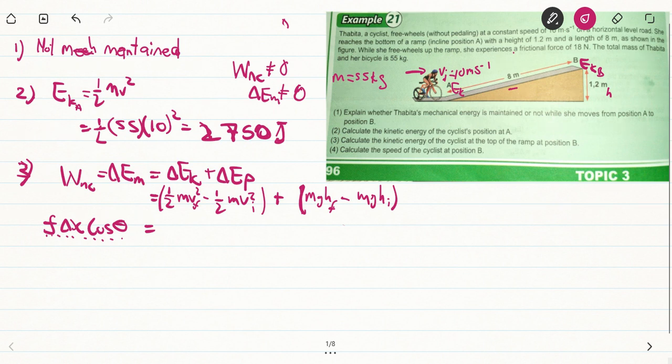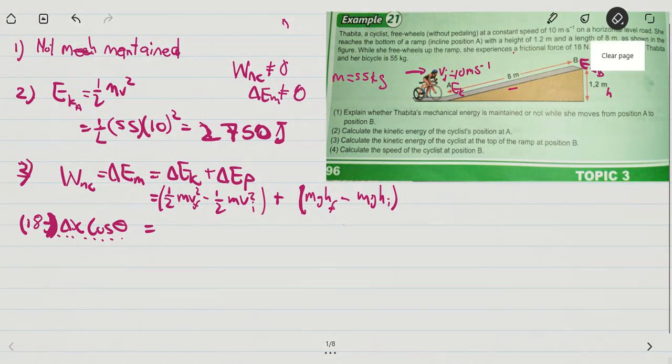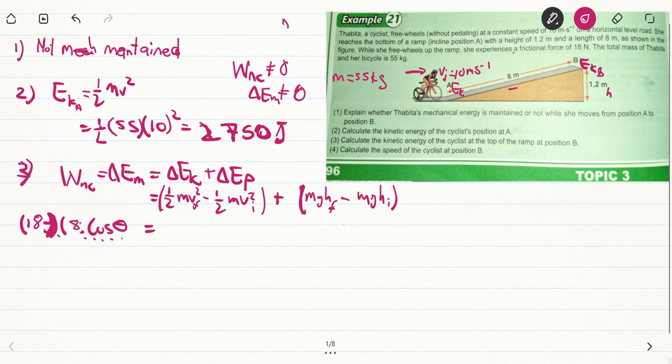So let's substitute our values. Might as well start substituting here. We know that friction is given as what? Friction is 18 newtons. We know that the displacement in this case is 8, so in the place of displacement, we're going to put 8 here. And then the angle, friction is always at 180 degrees. It's against the motion. 180 degrees. Then 1 over 2 is 55 for the mass.